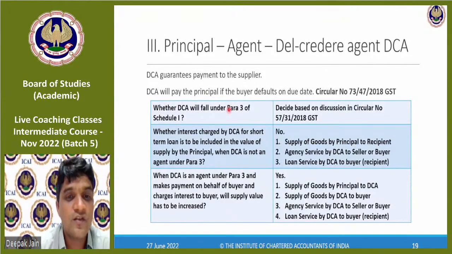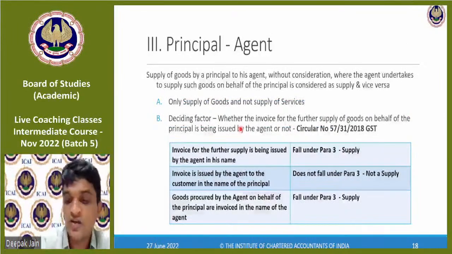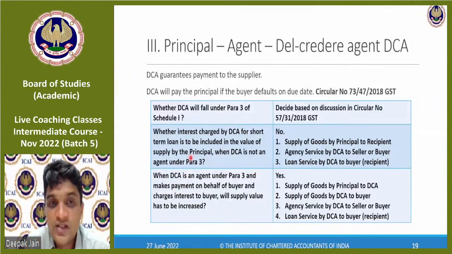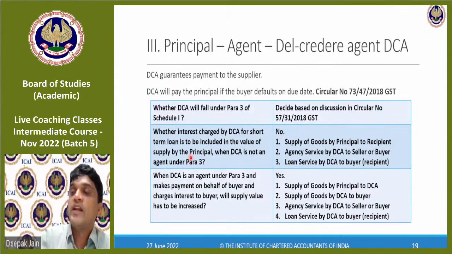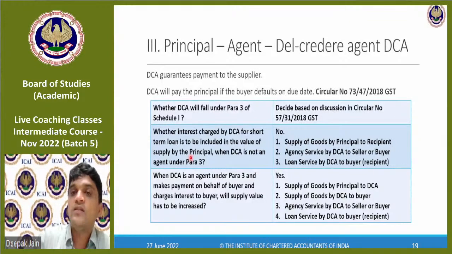Whether a del credere agent falls under para 3 of Schedule 1, decide based on the discussion in Circular 57. Okay, whether he will fall as a normal agent, that old circular will decide. What kind of agent it is will be decided there. Because if a del credere agent is there and he is supplying on my behalf, then there is no supply. Okay, what I sell to the customer, that will be my consideration.